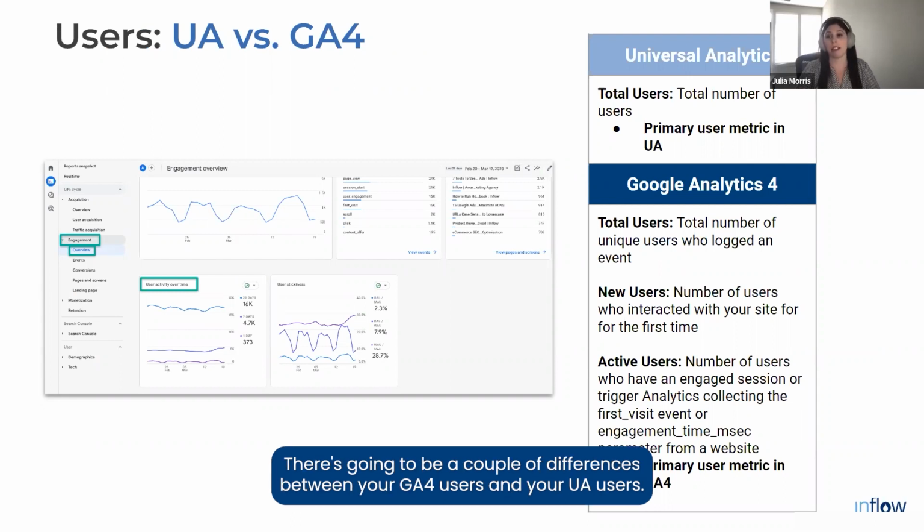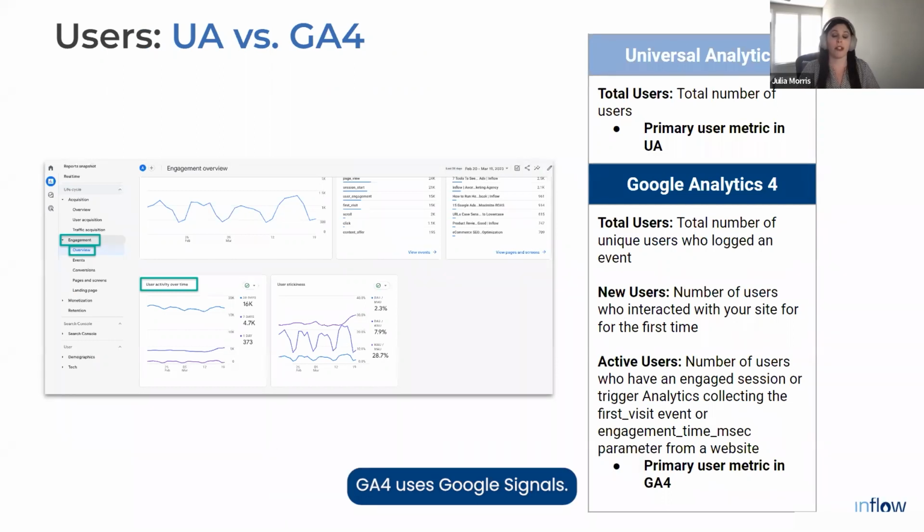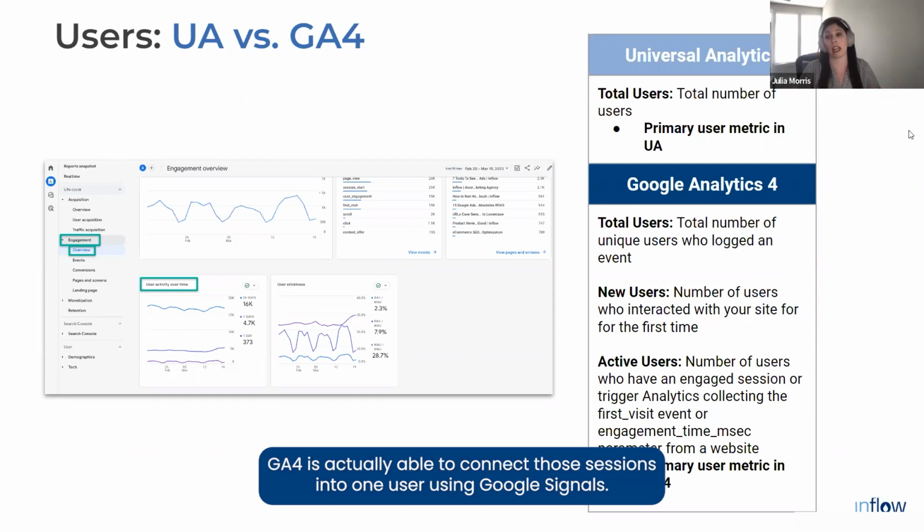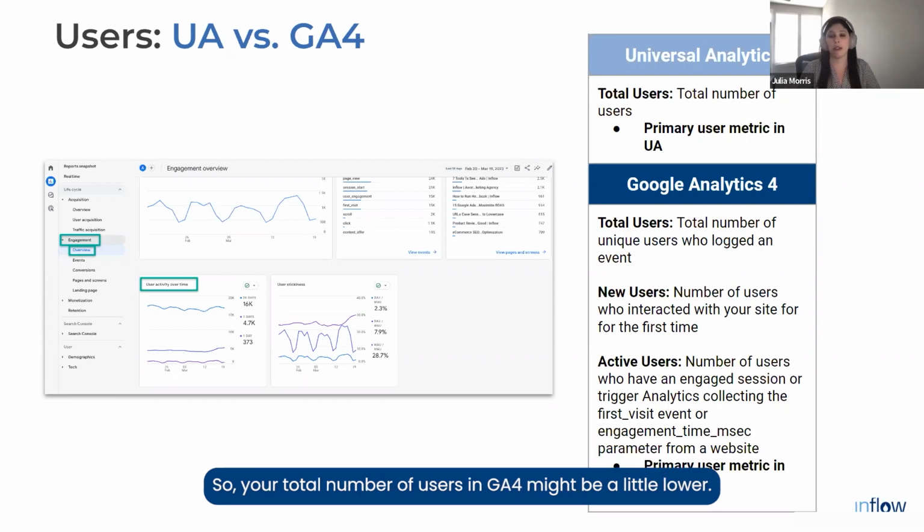There's going to be a couple differences between your GA4 users and your UA users. GA4 uses Google signals, so it's superior in figuring out that a user might connect across devices. It might see a user who logs in from their phone, then their computer. GA4 is actually able to connect those sessions into one user using Google signals. So your total number of users in GA4 might be a little lower.